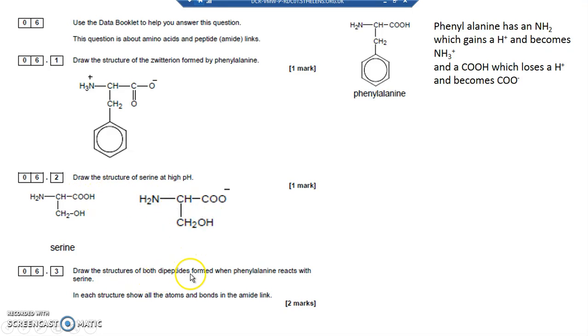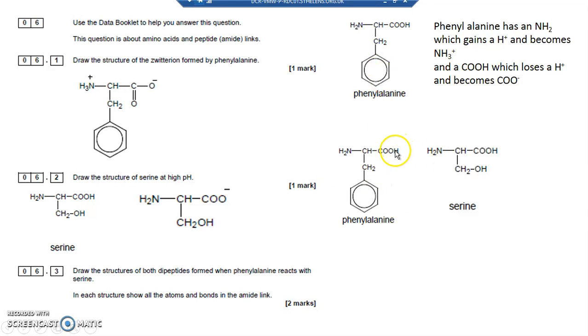Draw the structures of both peptides formed when phenylalanine reacts with serine. So let's have a look what phenylalanine is. It's that, straight from the data book. Let's have a look what serine is. Now we can look here. A carboxylic acid group and an amine group react to make water. The H and the OH of the carboxylic acid group react with one of the H's of the NH2, and it leaves behind CONH, and that's the peptide link that's going to form.